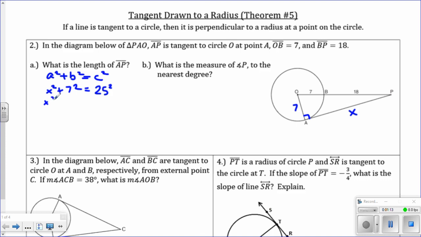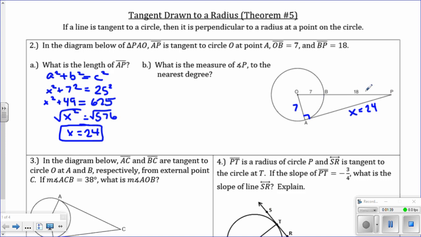So we're just going to square everything. So we have 49 and we have 625. Subtract the 49 from both sides and you get x squared equals 576. Then we're going to take the square root and when you put it in the calculator, you get 24. I'm just going to put that into the right triangle because there are different ways to do part B and some of you might want to use that side.